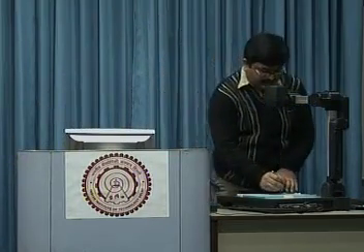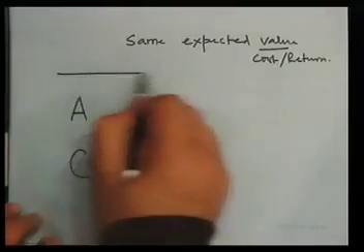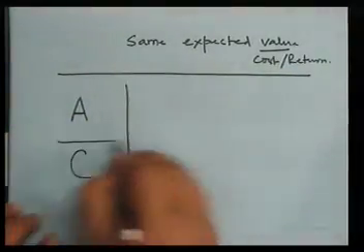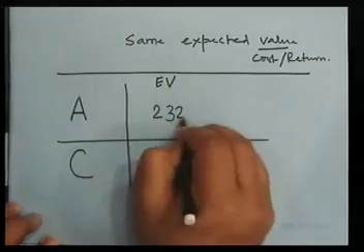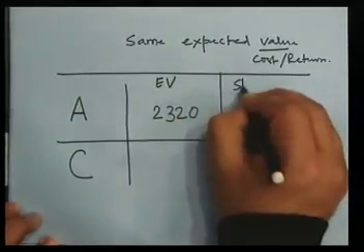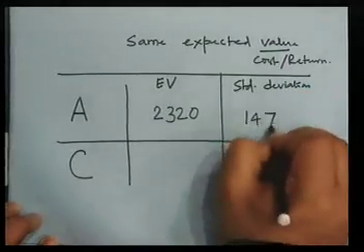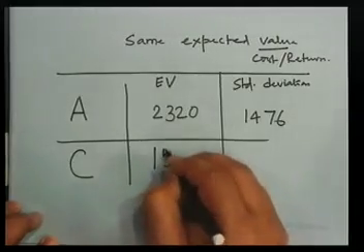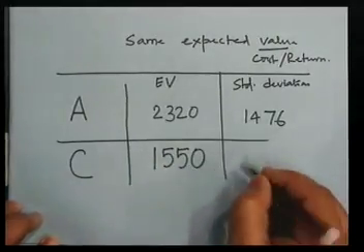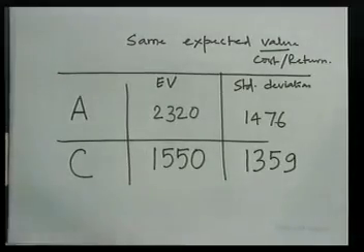Now, you will find that I will be left with two alternatives, alternative A and alternative C. For alternative A, my expected value is 2320 and my standard deviation is 1476, while for alternative C my expected value is 1550 and a standard deviation of 1359.